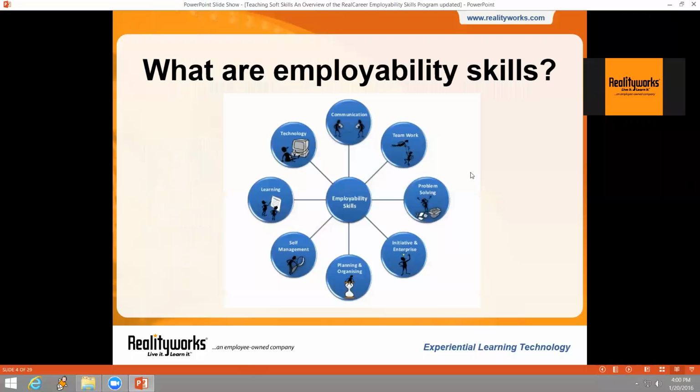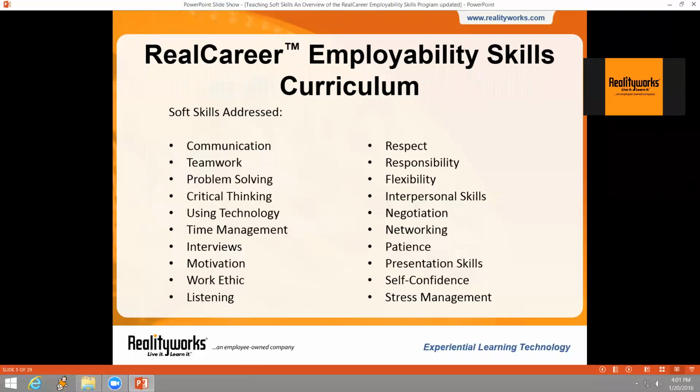So first of all, let's define what these skills are. Employability skills, also known as soft skills, are the skills needed to help get and keep a job. The RealCareer Employability Skills curriculum is designed to be used in any CTE course. It may be used as a standalone unit for teaching soft skills or as a supplement to materials you may already be using. Helping your students become college and career ready is a primary goal for our programs.